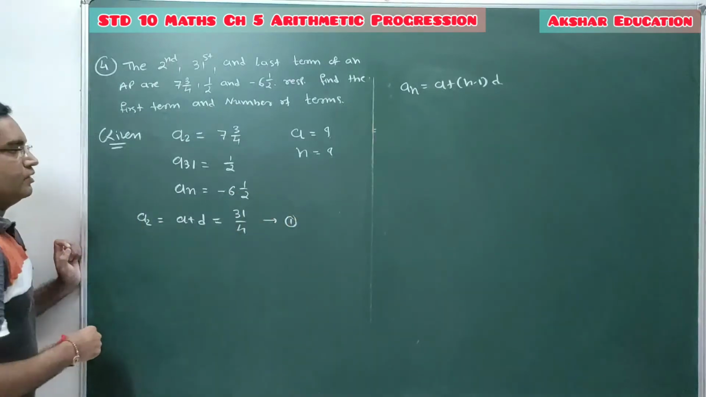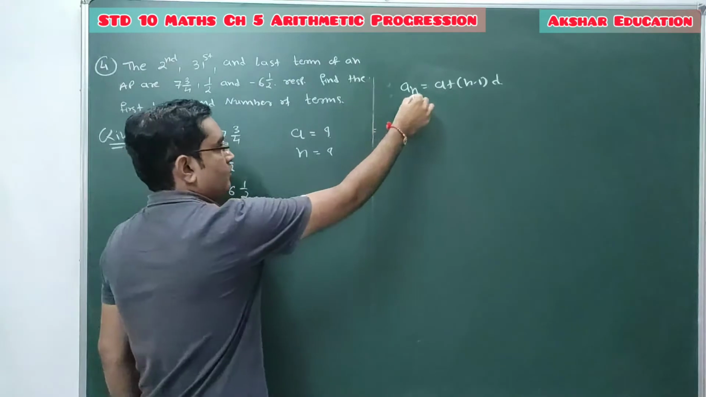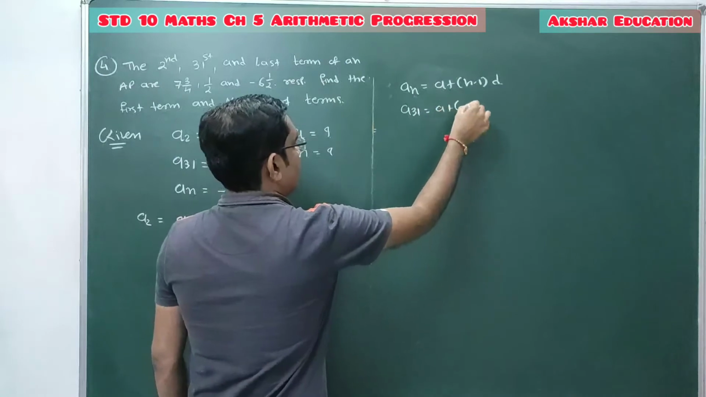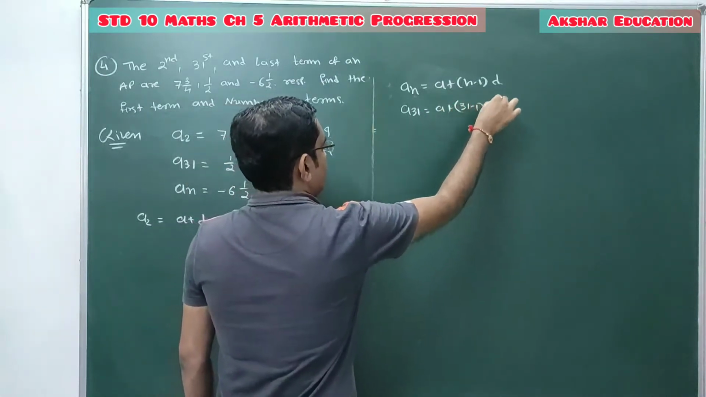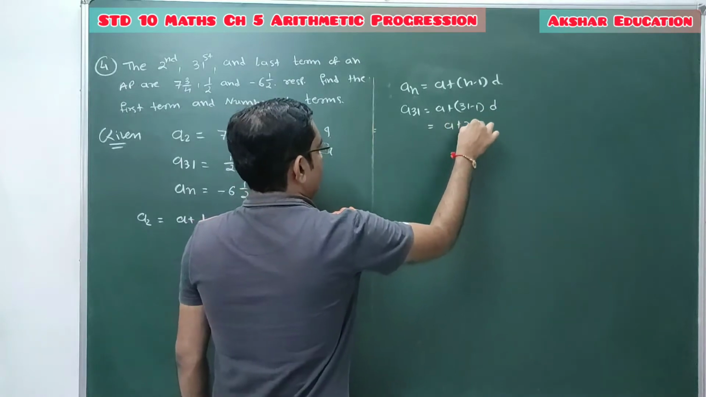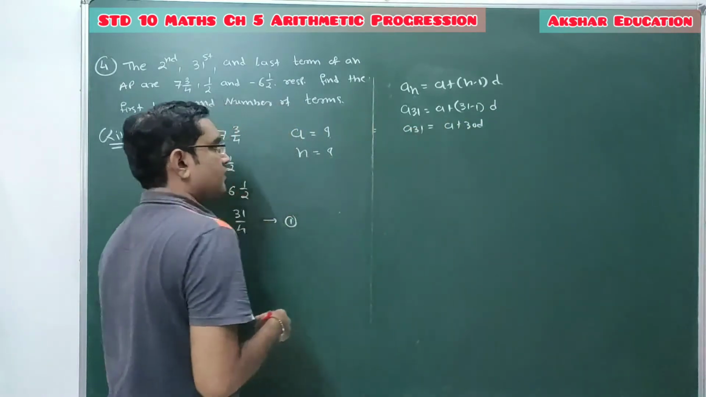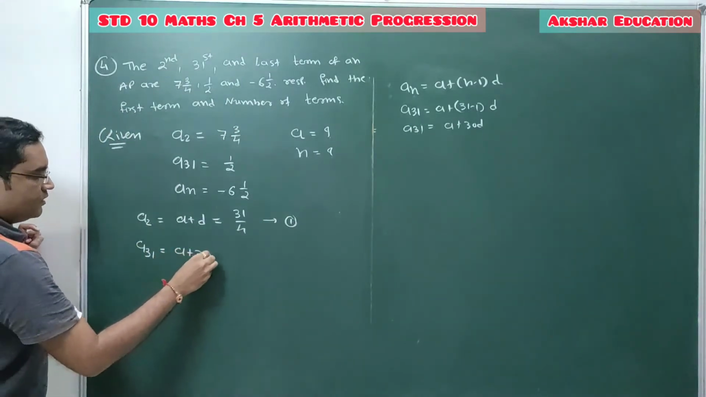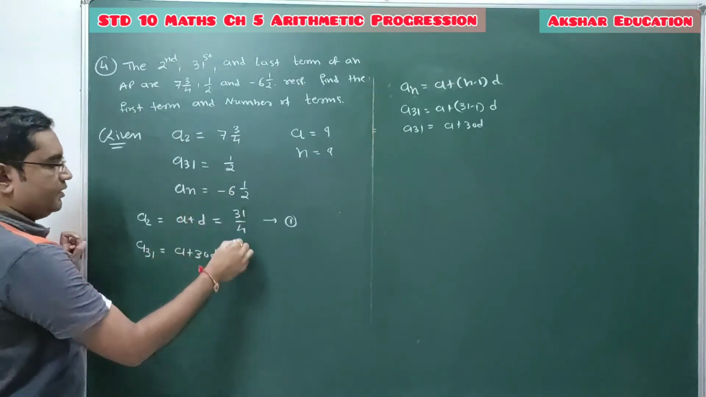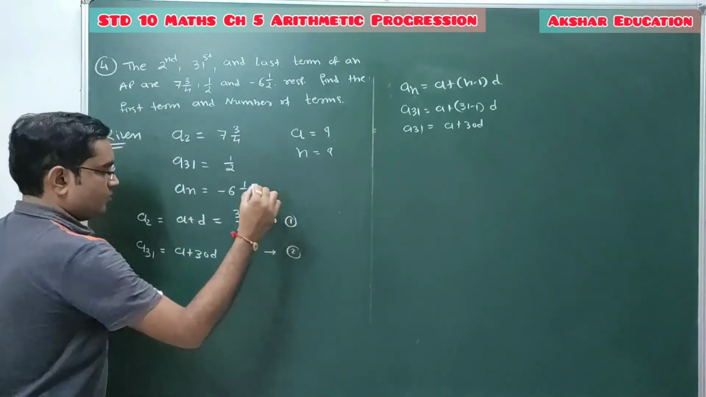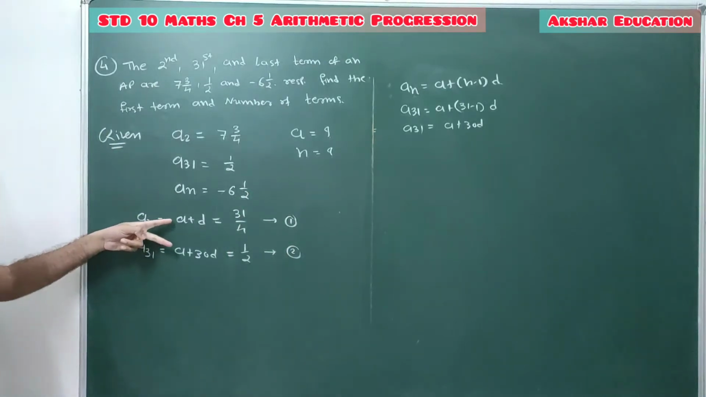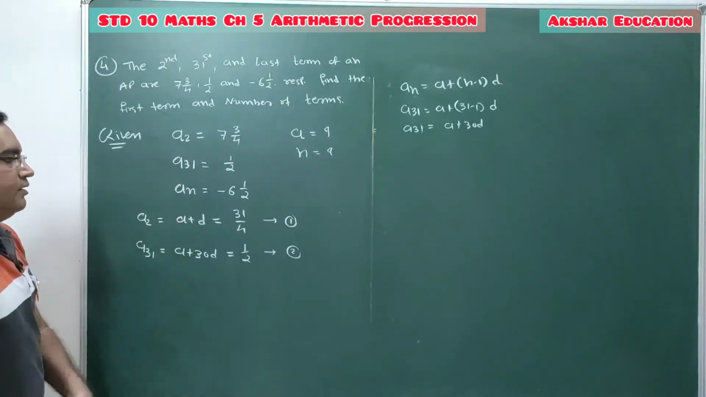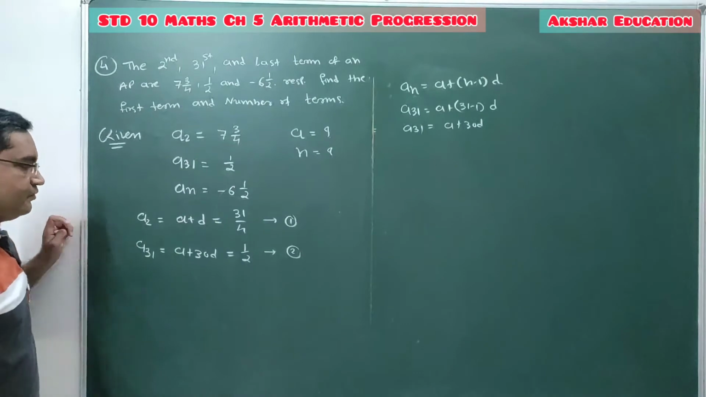Say this is result number 1. 31st term: put n equal to 31. So a31 equals a plus 31 minus 1 into d, so this is equal to a plus 30d. So the 31st term, a plus 30d, is equal to 1 by 2. This is our result 2. So these are the two linear equations, a pair of linear equations in two variables. Solve these equations, we will get the values of a and d. We can find the value of a and n.